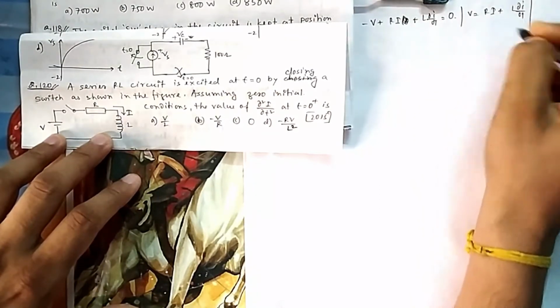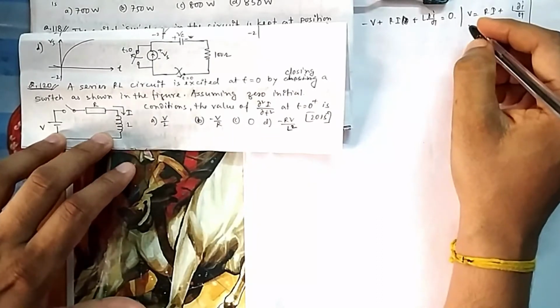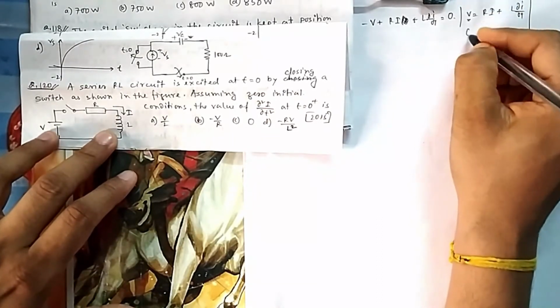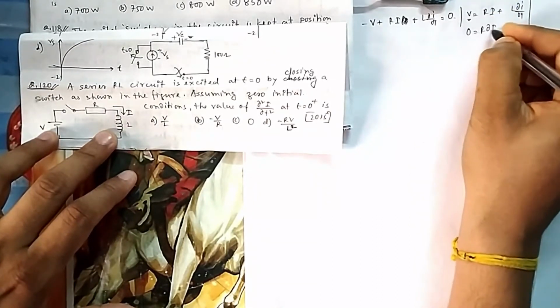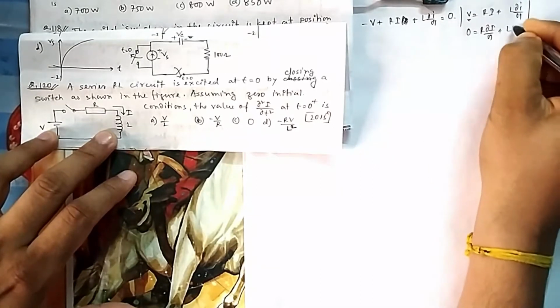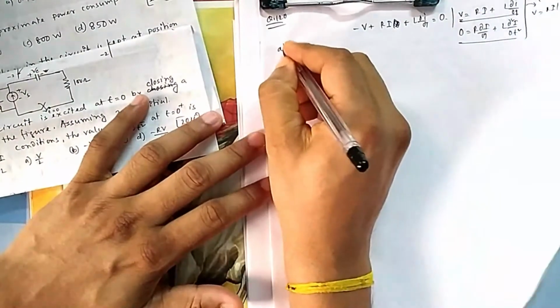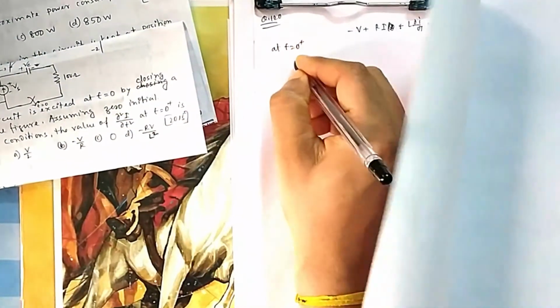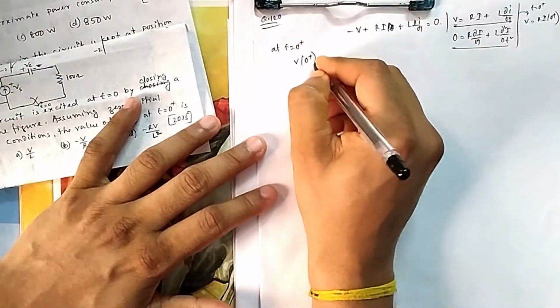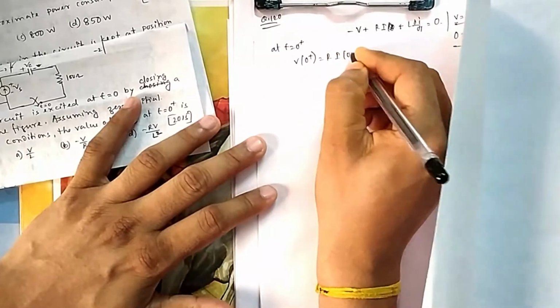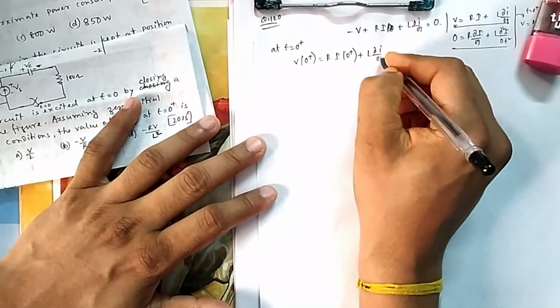If you differentiate it one more time, the differentiation of V, a constant, will be 0. So R di by dt plus L d square i by dt square. Okay, let me write it here. At 0 plus: V at 0 plus, R i at 0 plus, plus L di by dt at 0 plus.